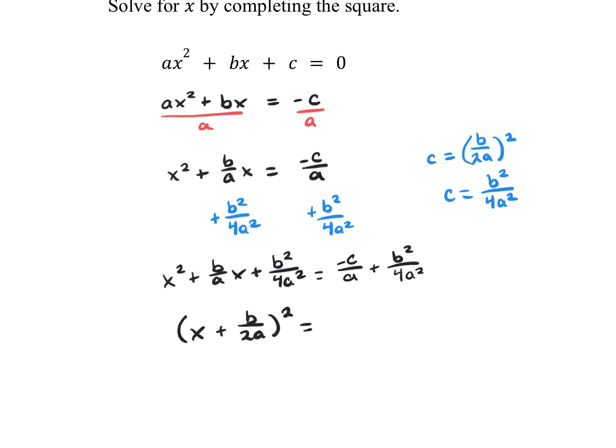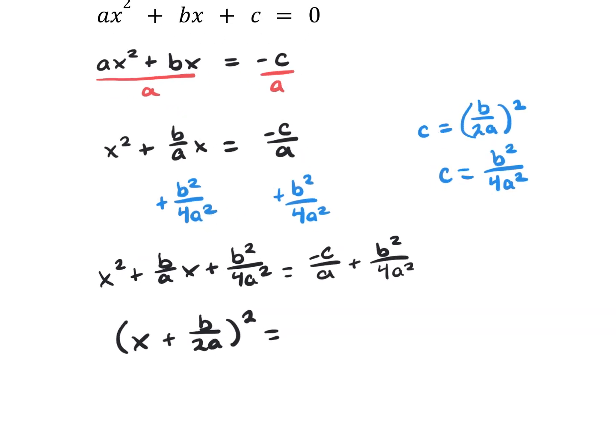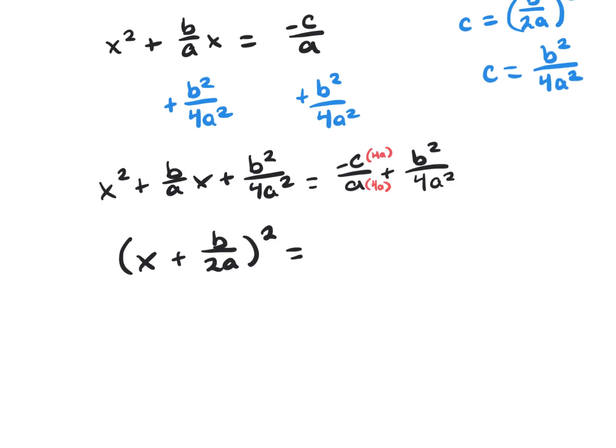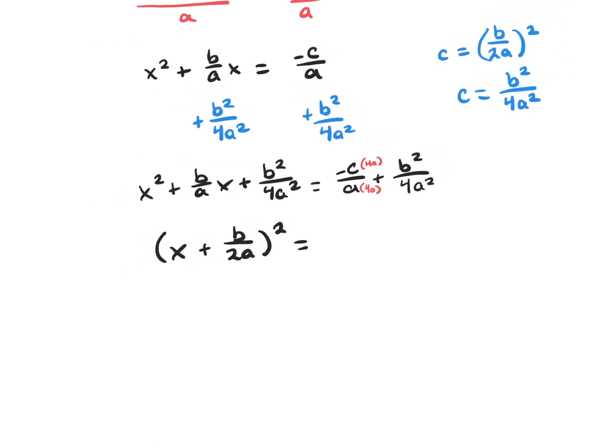And then on the right side of my equation, if I want to add these, I need to make a common denominator. So here I would need to multiply this fraction by 4a over 4a. So my denominator is 4a squared for both parts. And then I can combine it into a single expression. So we have b squared minus 4 times a times c all over 4a squared.